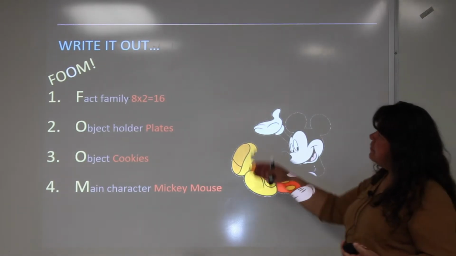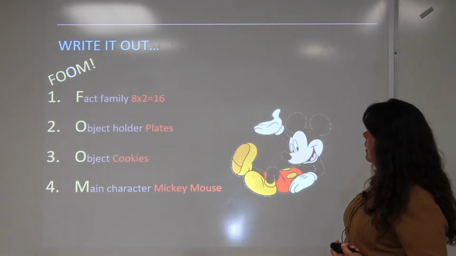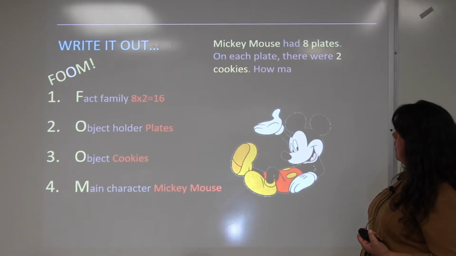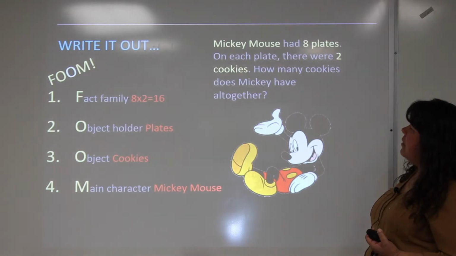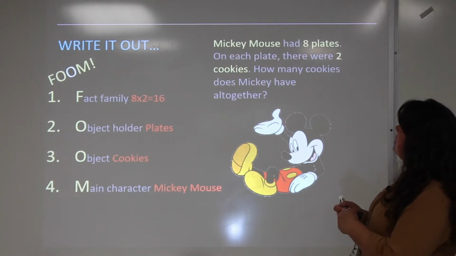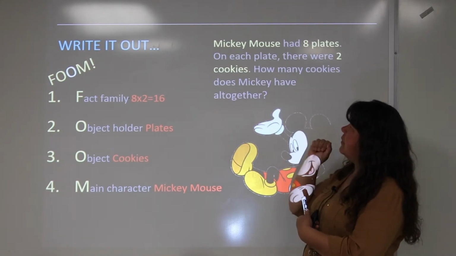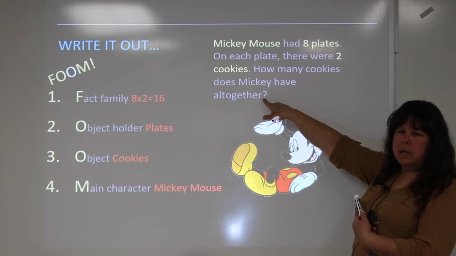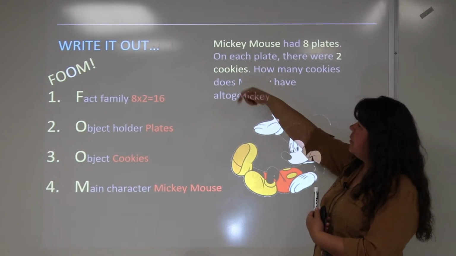So I have this information. I've written it all out. Okay. Mickey Mouse has 8 plates. On each plate, there are 2 cookies. How many cookies does Mickey Mouse have all together? And so I'm using these words like each and all together. If you use all together in your question, then we're going to know that this is multiplication. And using the word each. So we're putting those on there.